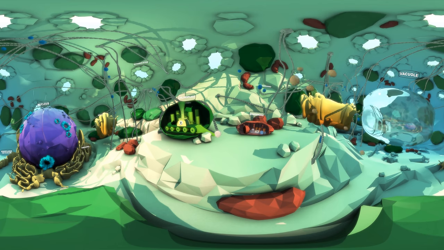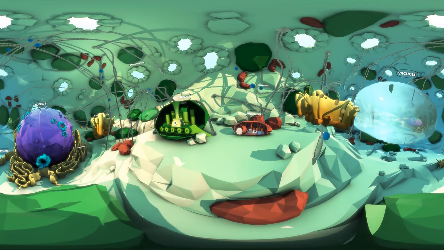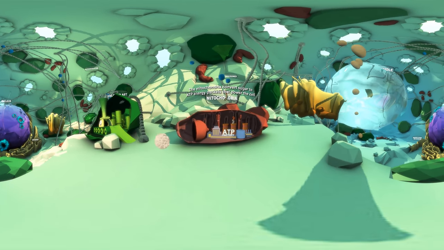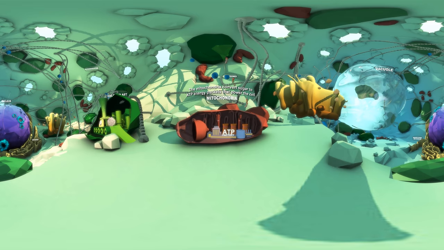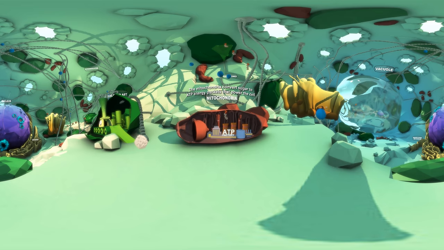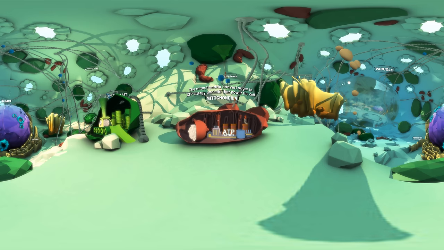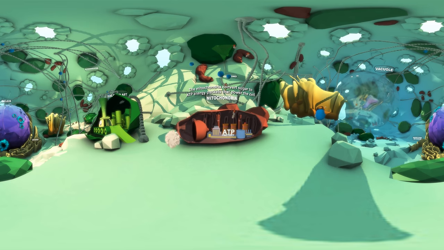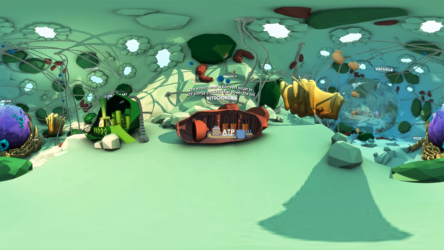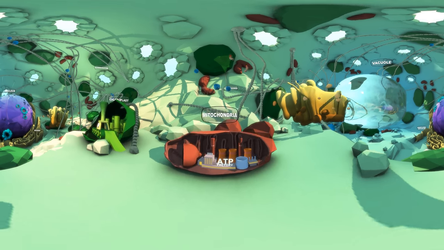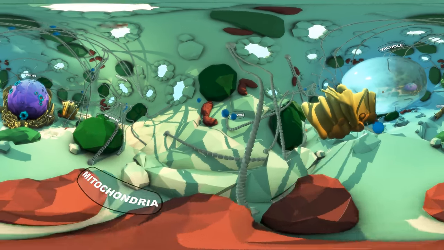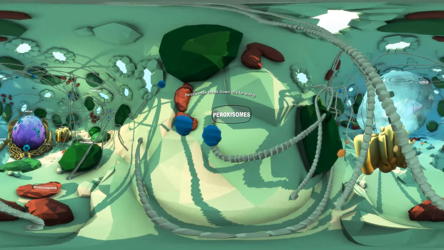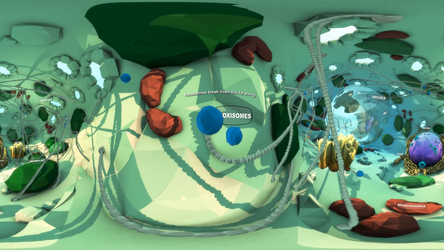In the mitochondria, sugar that was created by chloroplasts is converted into energy packets called adenosine triphosphate, or ATP. These ATP energy packets become the source of energy to power the many activities and processes occurring around a plant cell. Peroxisomes are responsible for breaking down oils for energy.